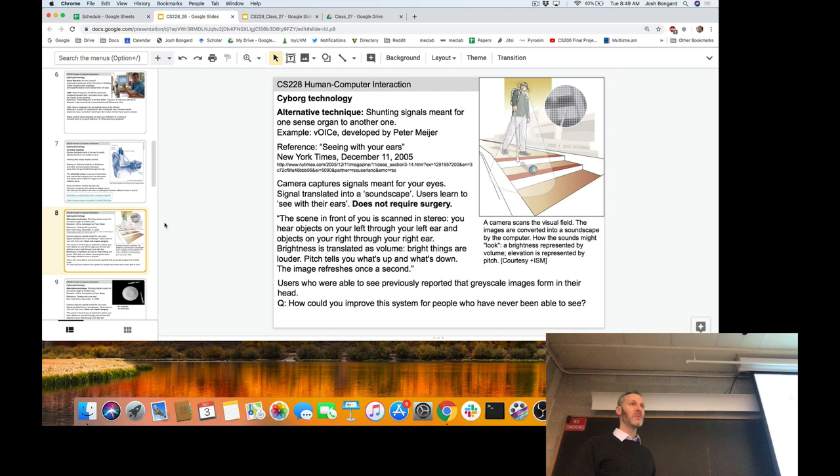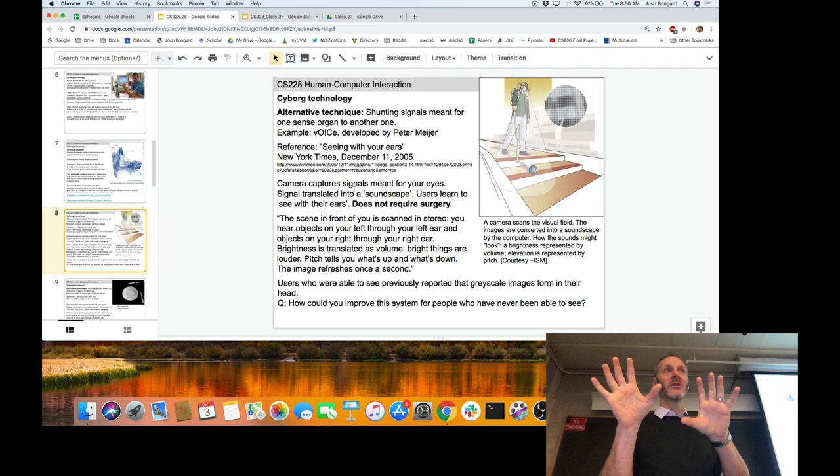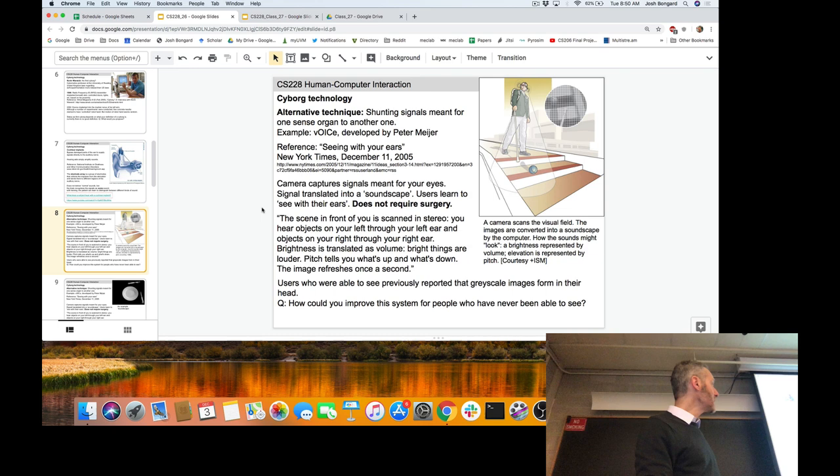So lots of different approaches are in development at the moment. Aside from skipping over a damaged sense organ and supplying the signal higher upstream, more directly to the interpretation parts of the brain, we could instead try to shunt signals arriving at a functioning sense organ and use that to supplant or replace the non-functioning sense organ. So in this case, we're going to talk about the voice system. The voice system is designed for blind subjects, so a non-functioning visual system. Instead, we're going to capture visual information. They wear these sunglasses, which have cameras in them, capturing what the subject would normally see, and take that visual signal and transduce it into an auditory signal and supply that to the functioning ears.